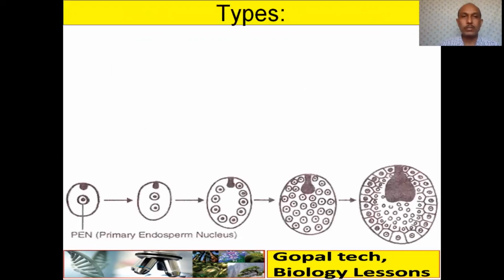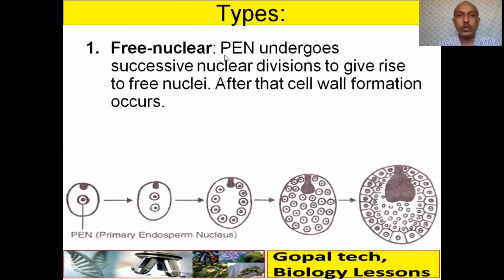Now types. So first one is free nuclear endosperm development. Here the PEN undergoes successive nuclear division. यहाँ पे देखेंगे one nucleus is there. So this nucleus repeatedly divides and only nuclei are produced. After that the cell wall formation takes place from the periphery to the center. यहाँ पे देख सकते हैं.